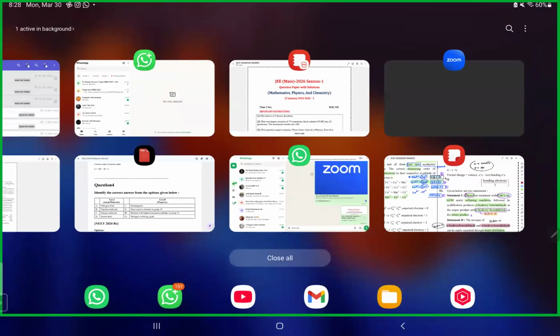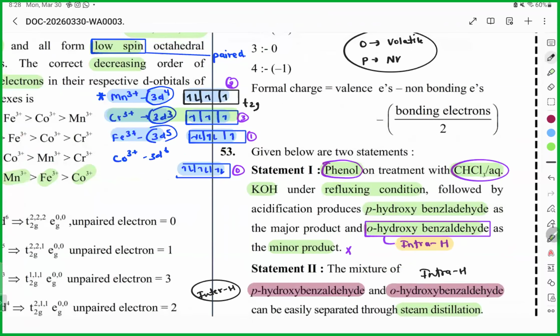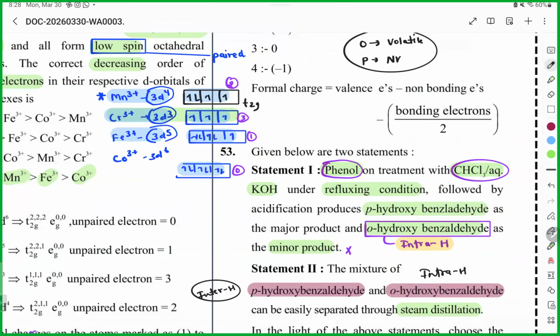Okay. So it is exactly like how you studied orthonitrophenol and paranitrophenol, exactly the same. Any doubt, guys? So the first one is wrong because of the Reimer-Tiemann reaction. The second one is correct because it is the same as ortho and paranitrophenol.